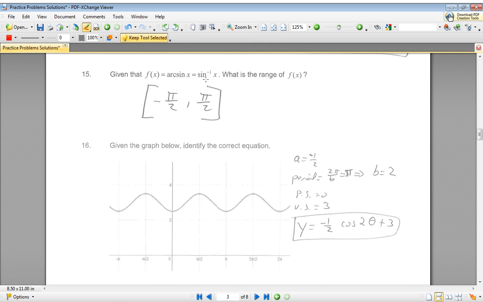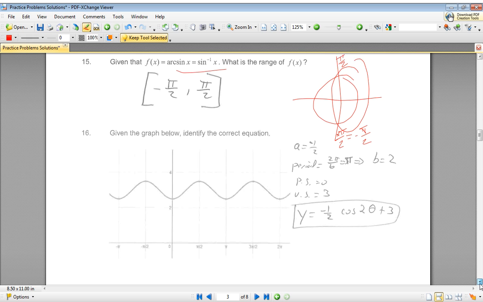Given that these two things are the same thing, what is the range? Well, we talked about the unit circle. And for sine, we look on this side. So this is pi over 2, and this is 3 pi over 2, which, since we're talking about sine, this is positive, this is negative, so this would be negative pi over 2. So that would be our range, negative pi over 2 to pi over 2.